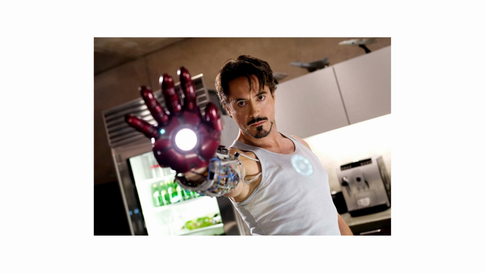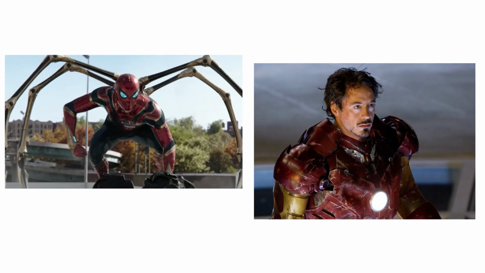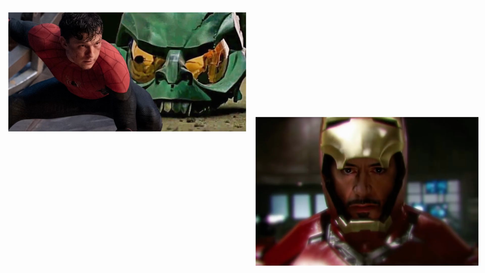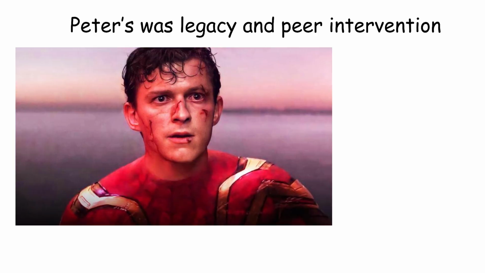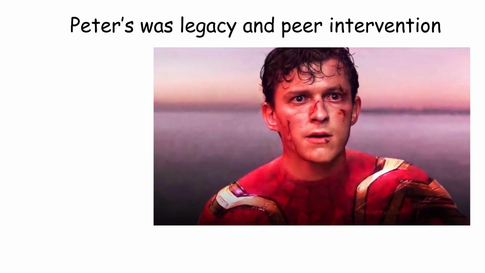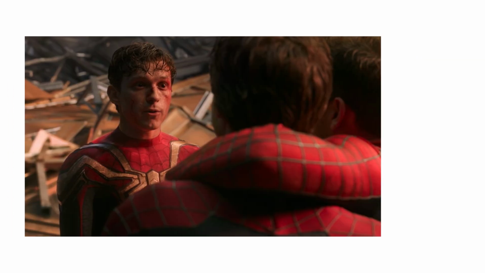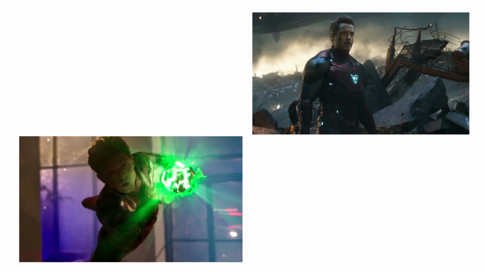This is where the continuation from Tony Stark's story is seen. Both men faced defining moments when the tools at their disposal could have turned them into something monstrous. Both could have rationalized it as justice. Stark's anchor was love and accountability. Peter's was legacy and peer intervention. Stark chose the greater good over personal safety in Endgame. Peter chooses the greater good over personal existence in No Way Home. And both arcs underline the same truth about villain origin proximity.